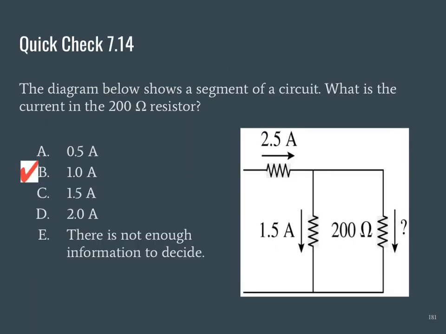So here's a quick check. We have just a piece of a circuit, and we have these different resistors here. But the question is, I have 2.5 amps here, I have 1.5 amps here. What has to be the current going through this 200 ohm resistor? Well, for that, I can use Kirchhoff's junction law. If I have 2.5 amps coming in, 1.5 amps went down here, that leaves 1 amp of current going across the other resistor.